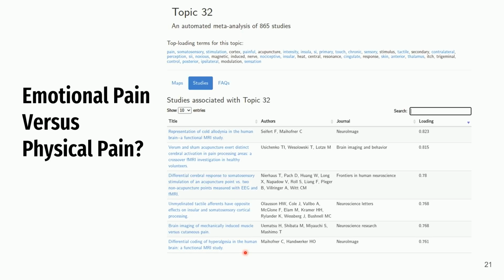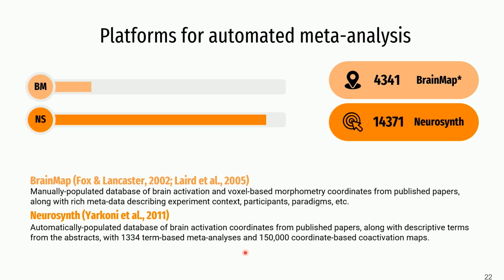But again, there are some limitations with every approach that you have. So for example, in NeuroSynth, if you wanted to look at a large-scale meta-analysis of pain, you would have to take a very high-level general approach to looking at pain, and it doesn't allow you to differentiate between topics like emotional pain versus physical pain. So that is kind of a drawback.